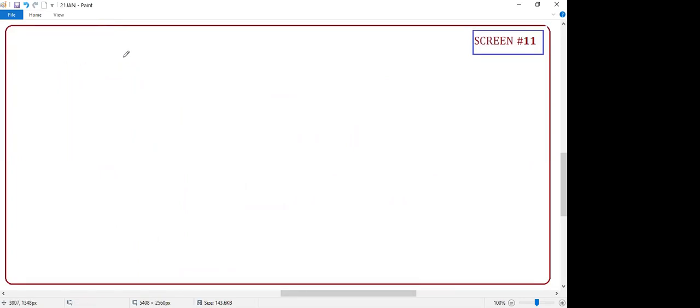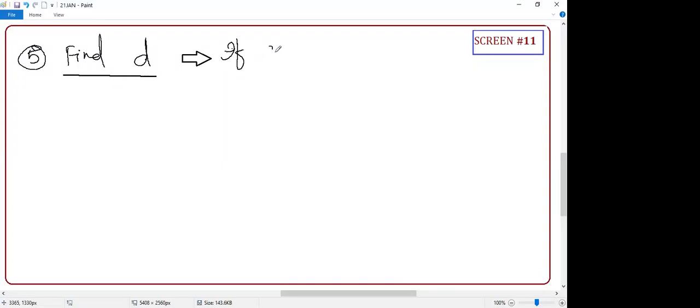If I want to find D, how will you find it? Can you tell me? All you need is two consecutive terms. Yes or no? If you don't know two consecutive terms, you will say, sir, I cannot find D. But I'm going to give you a beautiful result. Does anyone know that formula? If any two terms are given, how to find D? Sir, an minus a n minus 1. Yes.